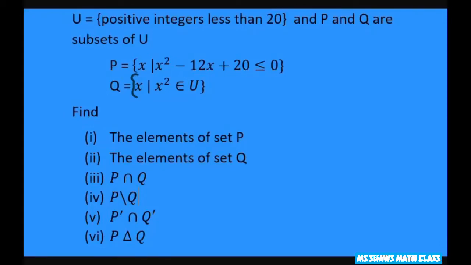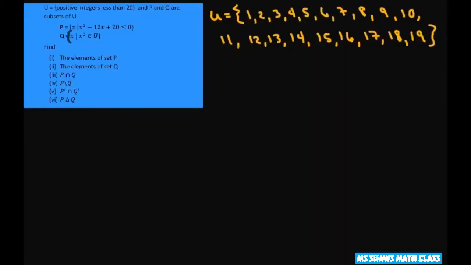Hi everyone. We're going to let the universal set be positive integers less than 20, and P and Q are subsets of U, and they're given here. So we've got to answer these questions. We'll start with the first two. We're going to write down the elements of sets Q and P.